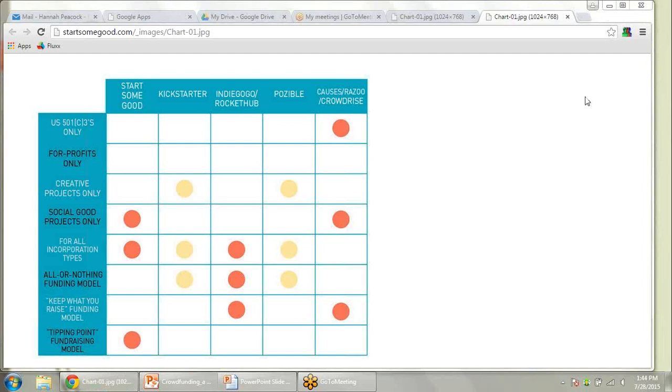But if you look here in this diagram, Indiegogo has both of the models, and in an Indiegogo campaign, if you set a goal of $10,000 and only reach 7, you can get that 7. Okay. So that's what you want to look at.